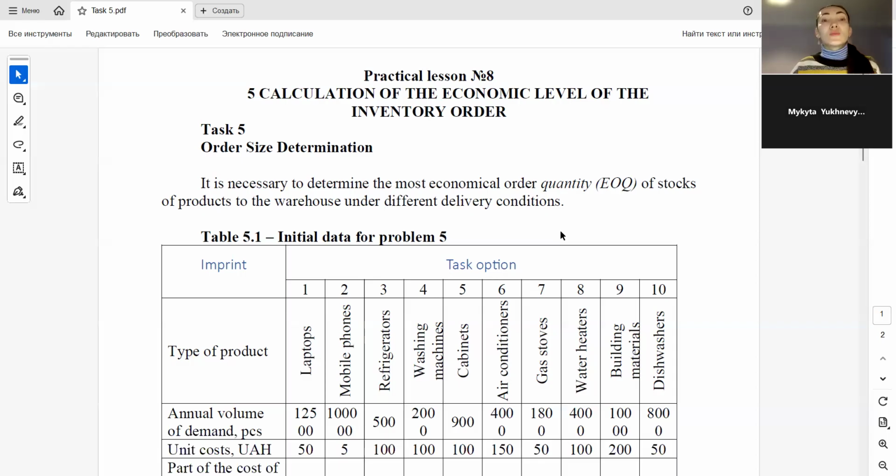So order size determination. It is necessary to determine the most economical order quantity. It is abbreviated EOQ, economic order quantity. We use this abbreviation in the next text. Of stocks of products to the warehouse under different delivery conditions.